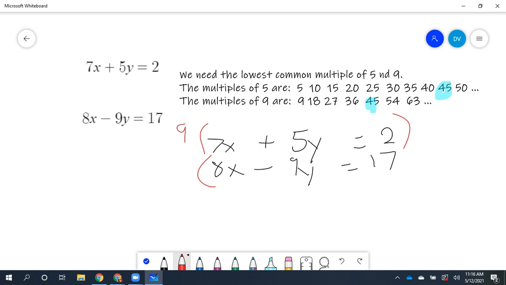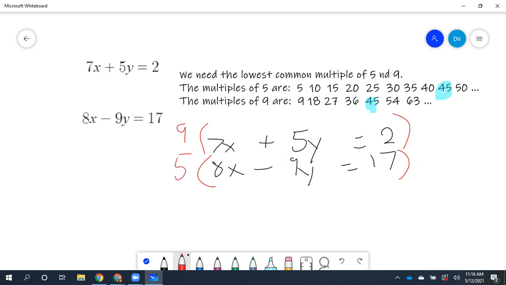And then same question, what will we have to multiply it by to make this a negative 45? Won't it be 5? Positive 5, right? Because it's going to be 5 times negative 9. That'll give us negative 45, right? So this one will be multiplied by 5.